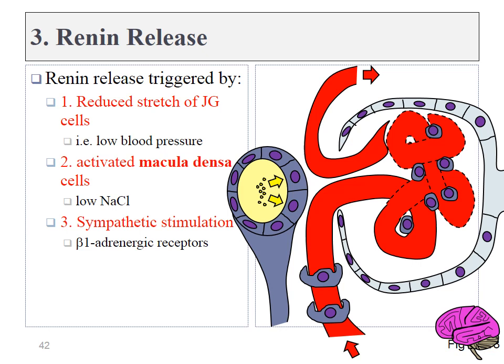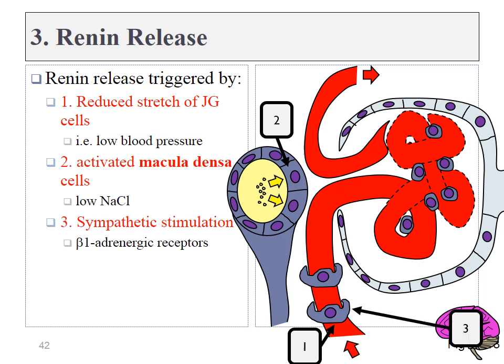The first is reduced stretch of the JG cells, which is another way of saying a drop in blood pressure. If our blood pressure drops, we don't want to be producing too much more filtrate. So this drop in blood pressure, measured by these JG cells, will trigger a release of the hormone renin. Renin can also be released when the macula densa becomes activated, and it does so when it detects a drop in sodium levels, for instance. And third, the sympathetic nervous system can also trigger the release of renin.